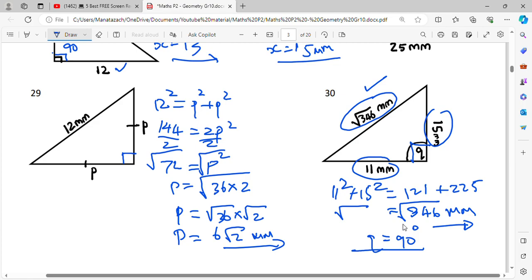Q is 90 degrees. So we've come to the end of today's lesson.